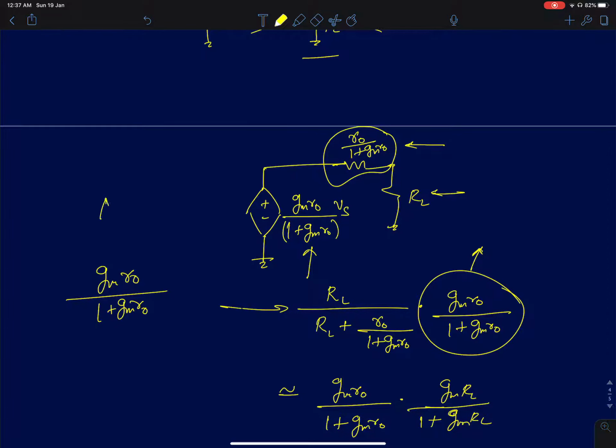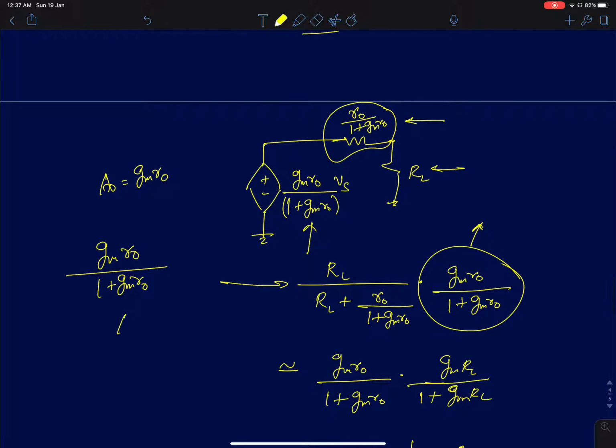We have used the word A naught to denote intrinsic gain, which is the product of Gm into R naught. So that you get it as A naught by 1 plus A naught. Okay, that's the expression for the maximum gain of a common drain configuration. Okay, and this is very close to 1, and this factor captures the finite source resistance. Your source resistance is finite, so therefore there is a slight reduction in the voltage across RL, compared to the maximum gain, the unloaded gain of a common drain amplifier.